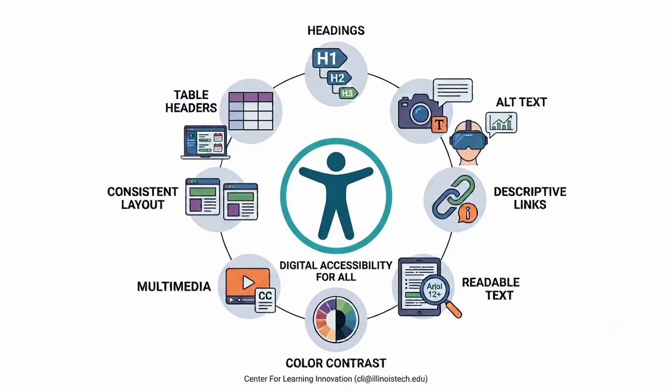Now, if you're familiar with our CLI's digital accessibility web pages, this graphic may be familiar. It highlights several key principles of accessible document design, regardless of the platform that you use. These include using headings to create structure, providing alternative text or alt text for images, creating descriptive hyperlinks, using readable fonts, maintaining sufficient color contrast, ensuring multimedia is accessible, organizing content consistently, and correctly formatting tables. Together, these practices help users navigate and understand documents regardless of the technology they use.